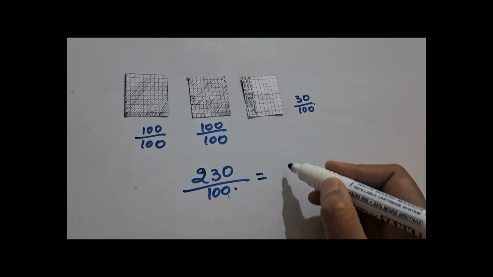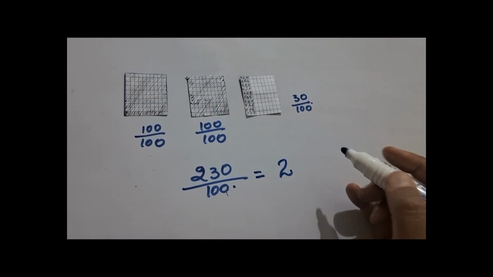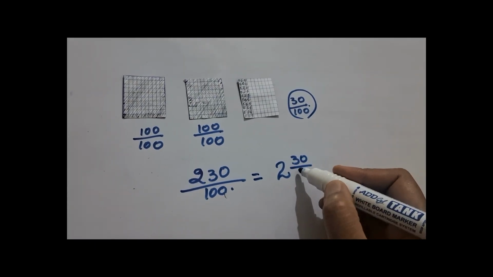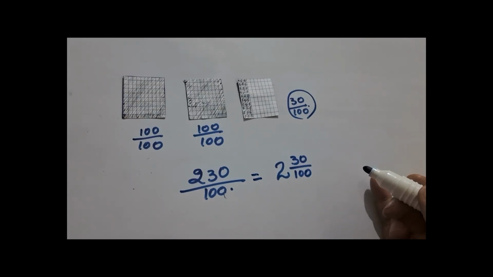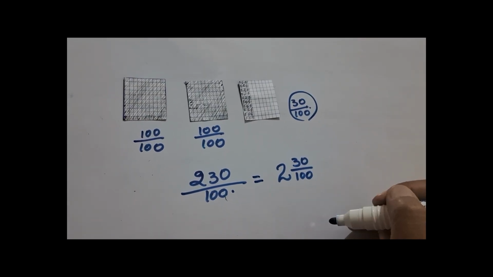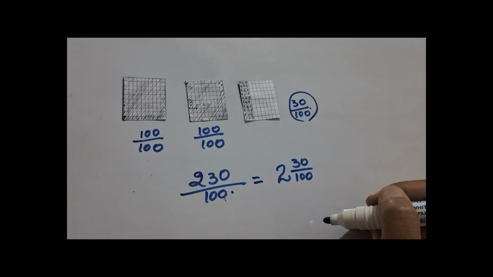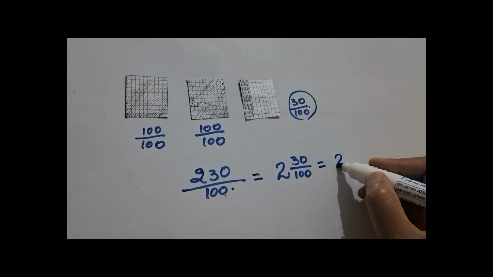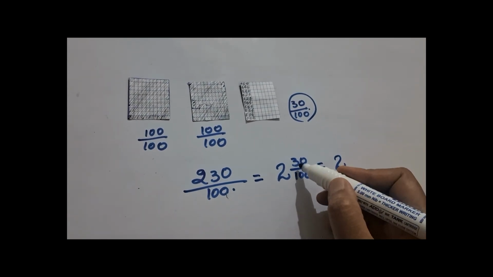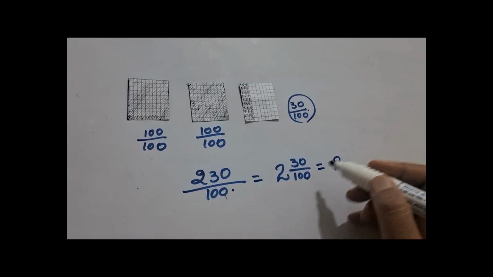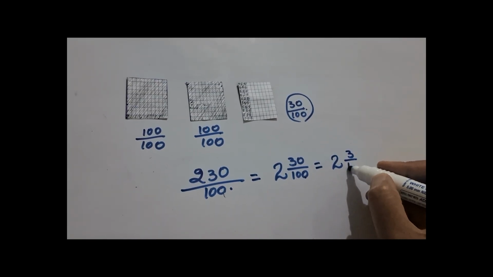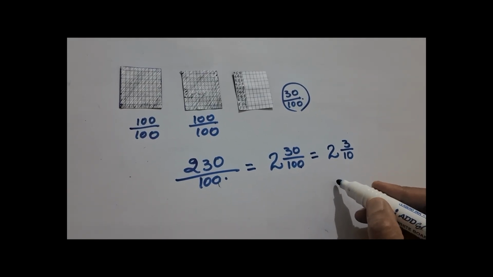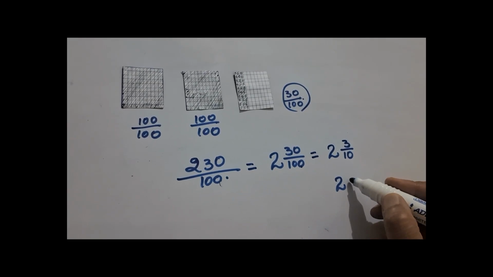This can be written as 2 whole parts and this one as a part of a whole, 30 out of 100. Okay, in a mixed fraction, in this way we can write. Now this can be written as 2 whole things. Okay, and this one is what? 30 by 100 can also be written as 3 by 10.